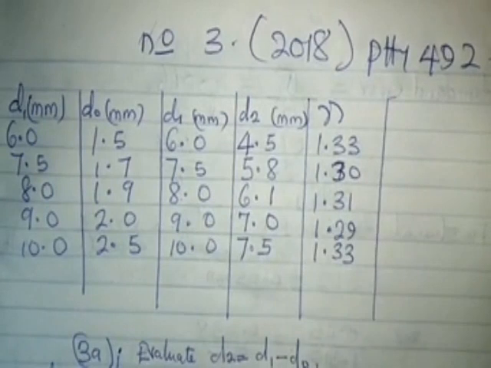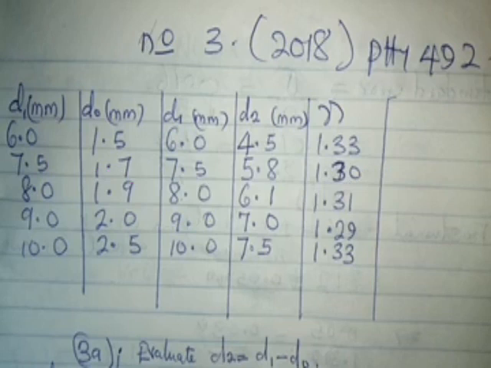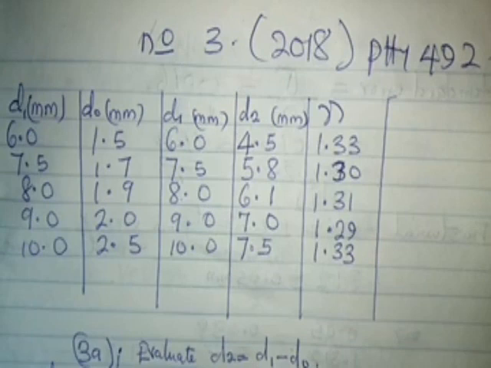Now, this question was carried out from a practical trying to find out the refractive index of a material. The practical has already been done and we collected this D sub 1 and D sub 0, and we were asked to complete the table and do some other calculation.